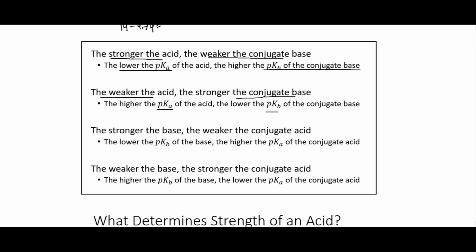Then the lower the pKb in the conjugate base, so lower pKb, stronger when it comes to bases. And so the stronger the base, the weaker the conjugate acid. So the lower the pKb of the base, the higher the pKa of the conjugate acid. And conversely, the weaker the base, the stronger the conjugate acid. And putting that in terms of pKb, the higher the pKb of the base, the lower the pKa of the conjugate acid. And so that is the summary of what we've been talking about.